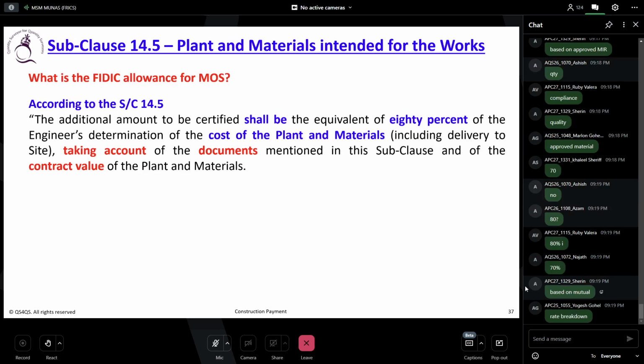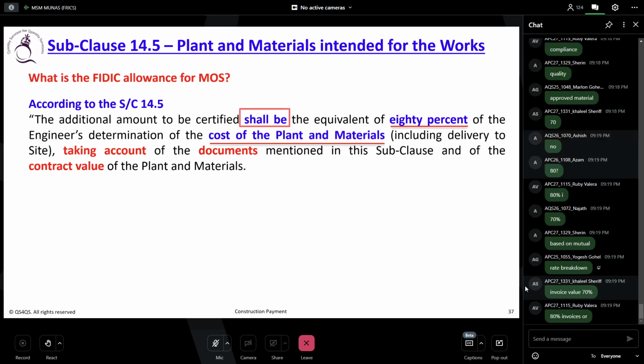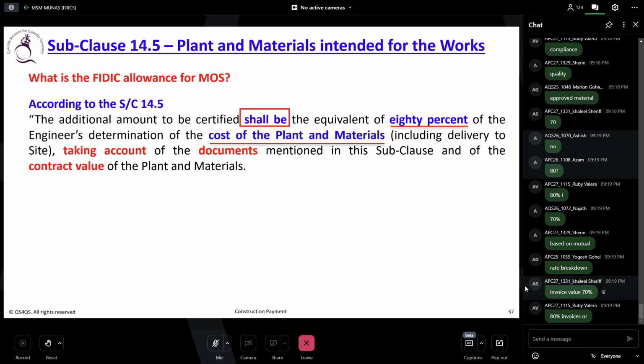So let us understand what you do as a consultant or as a contractor when you are claiming. The additional amount to be certified shall be the equivalent of 80% of the engineer's determination of the cost of the plant and material, including delivery to the site, taking account of the documents mentioned in the subclause and of the contract value of the plant and material.